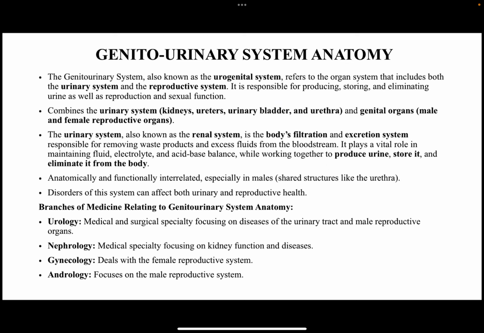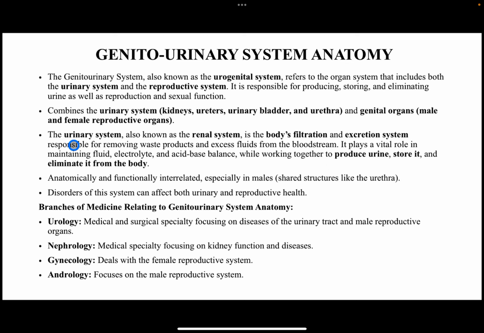Okay, and you know from anatomy 1 that anytime we mention a system, we are looking at a group of organs coming together to perform a specific function. Now, the genitourinary system refers to an organ system that includes both the urinary system organs and the reproductive system. So it combines the urinary system, which includes the kidneys, the ureters, the urinary bladder, and the urethra, and then the genital organs: the male genital organs on one side, and the female reproductive organs on the other side.